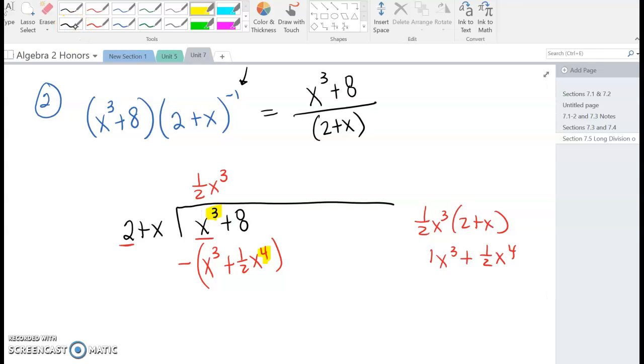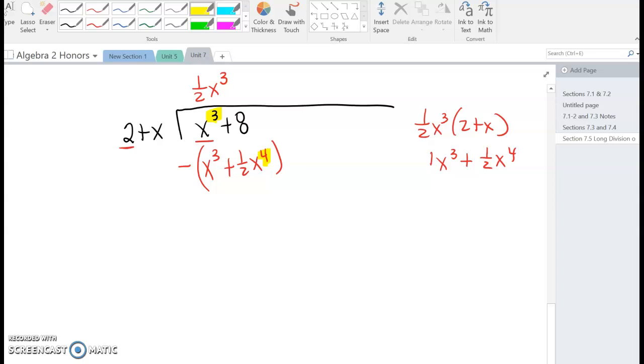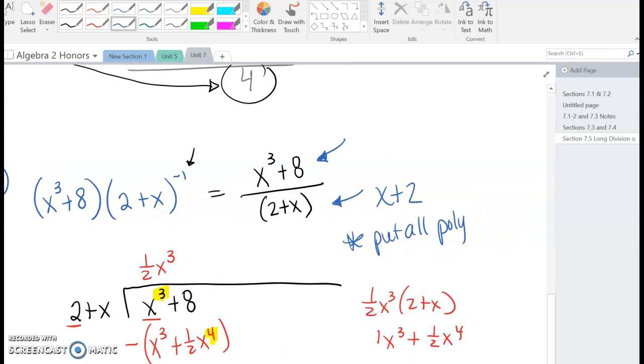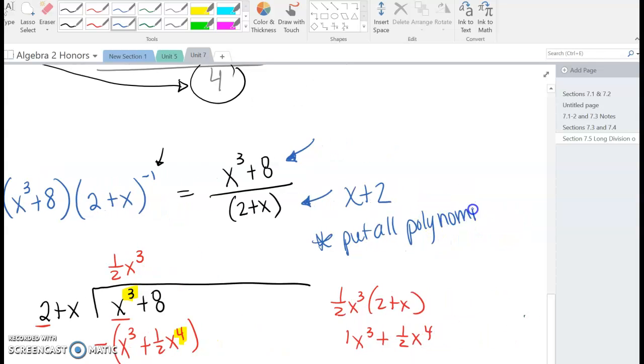So the error that occurred here was that my polynomials didn't start in standard form, right? So standard form means that I organize both my numerator and my denominator in order from highest to lowest degree. So the numerator's fine. The denominator, I need to switch the order around to be x plus 2. Okay, so before I divide, I want to make sure that I put all polynomials, whether it's the quotient or the divisor, in standard form.